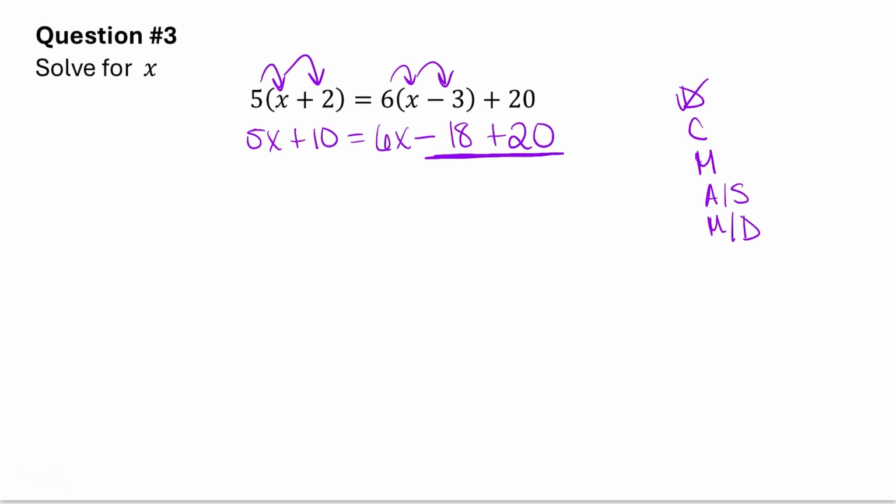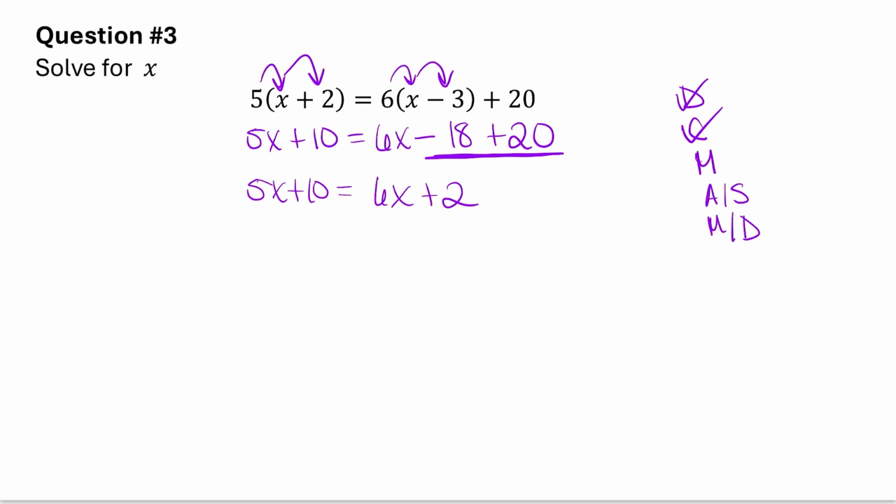So I'm going to go ahead and combine those. So I have 5x plus 10 equals 6x. And then minus 18 plus 20 gives me plus 2. So I combine my like terms. Now I want to move all my variables to one side. So you can do this one of two ways. You can move the 5x or the 6x.